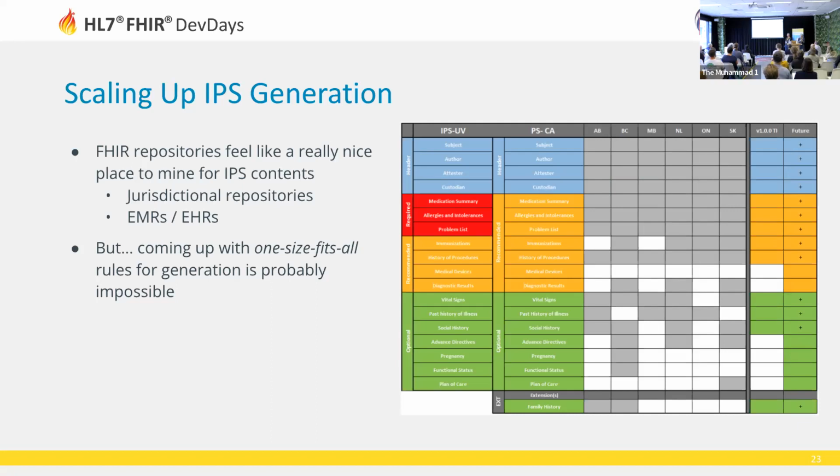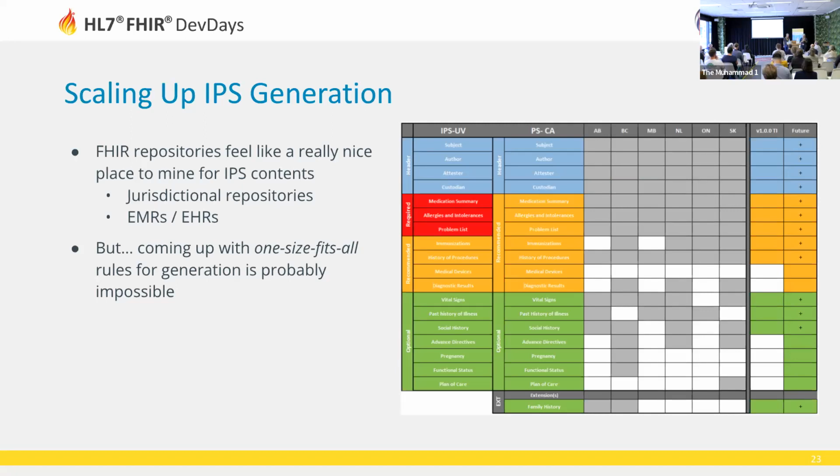This comes from Canada, where I'm from, and it's a comparison of the various sections that various provinces where I'm from intend to put into their IPS implementations. I realize it's unreadable, but you can see that everybody's a little bit different and everyone's got flavors. I highlight this to show the challenge in developing software to create these things.